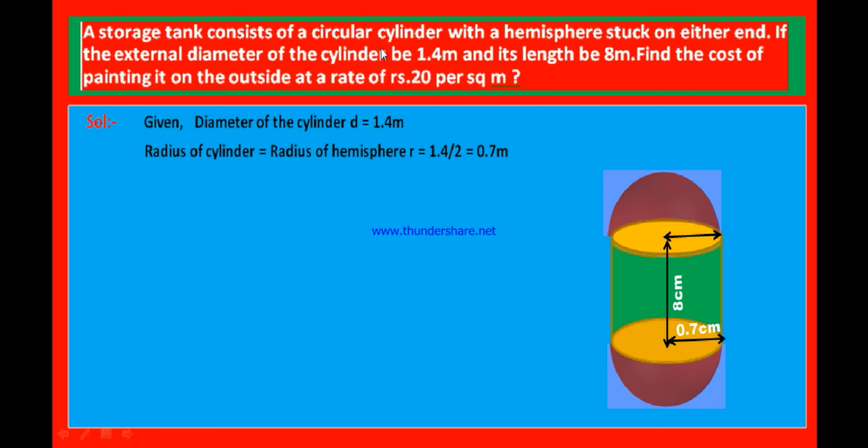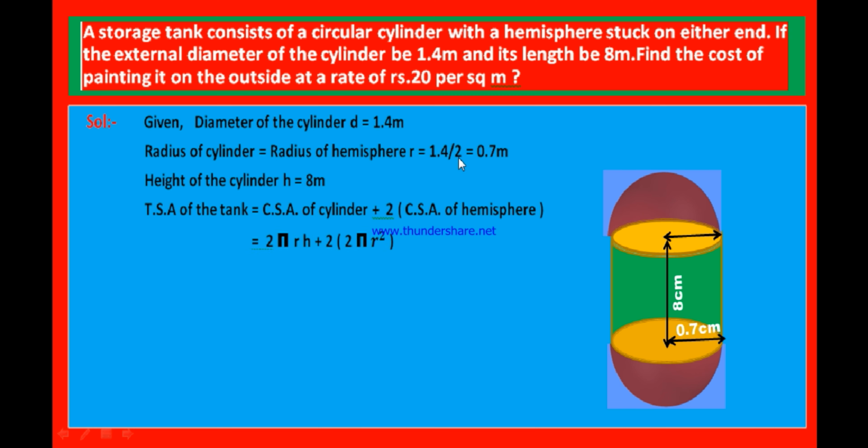Given diameter of the cylinder is 1.4 meters. If the diameter is 1.4, then the radius of the hemisphere, r, is equal to diameter by 2, which is 1.4 by 2, which is 0.7. Therefore the radius of the cylinder is also equal to the radius of the hemisphere. Both these values are equal to 0.7 meters.